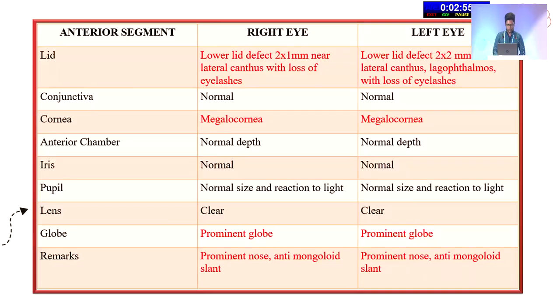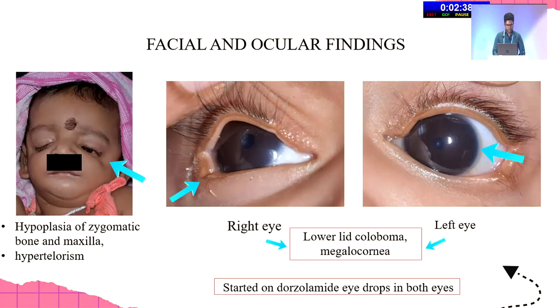Coming to the anterior segment examination, the right eye lower lid showed a defect of 2 by 1 millimeter near the lateral canthus with loss of eyelashes, with megalocornea and prominent globe and prominent nose with antimongoloid slant. Similar findings were noticed in the left eye along with lagophthalmos. In the first picture, you can see the hypoplasia of the zygomatic bone, hypertelorism, antimongoloid slant, and micrognathia. In the second and third pictures, you can clearly see the lower lid coloboma with loss of eyelashes.